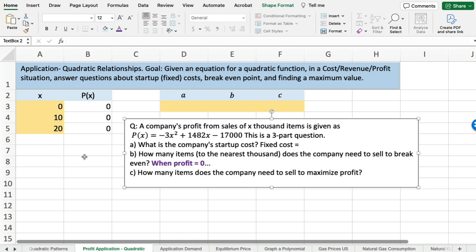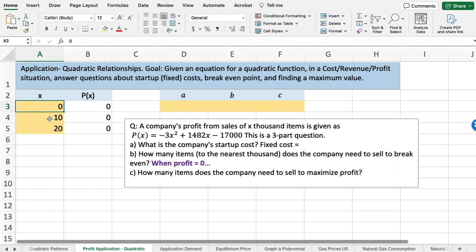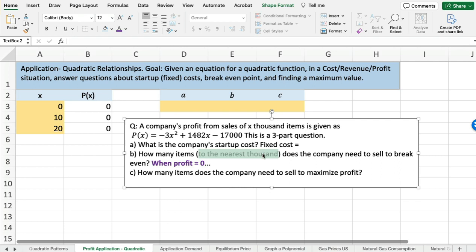So my spreadsheet is pretty blank right now. Column A is going to be my x's. Those are values that are in the thousands. So when x is 0, that's really just 0. And when x is 10, that really is 10,000. And when x is 20, that's 20,000. But the questions do want us to round things to the nearest thousand anyway. So basically, we're rounding x to the nearest whole number when we're answering parts B and C.